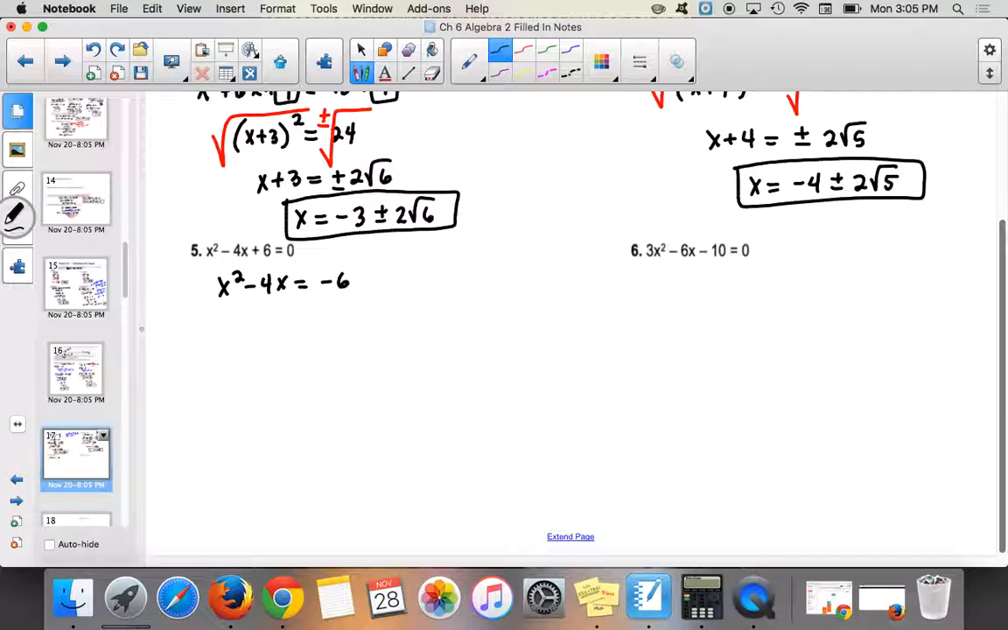I'm going to do my b divided by 2. So I'm going to take that negative 4. I'm going to divide it by 2. I'm going to square it. So negative 2 squared is 4. I'm going to take that 4 and I'm going to add it to both sides, keep my equation balanced.